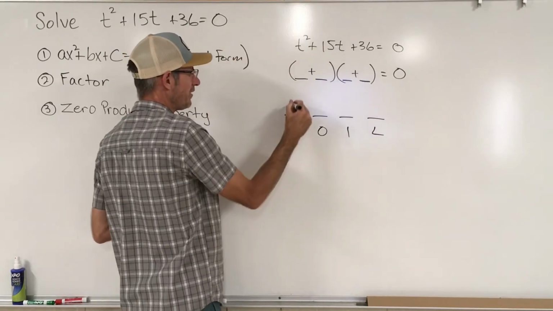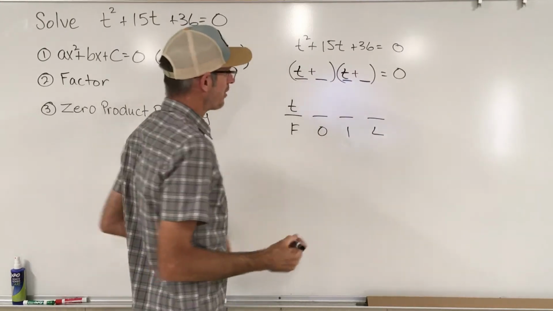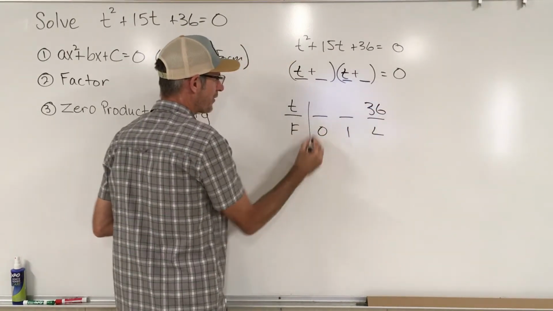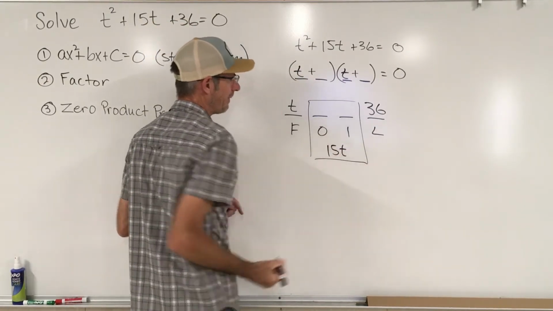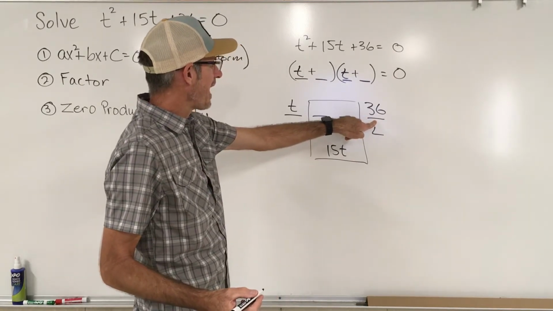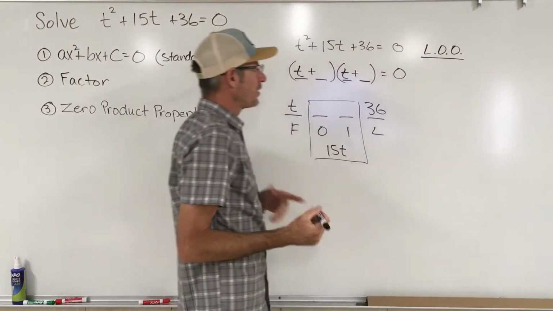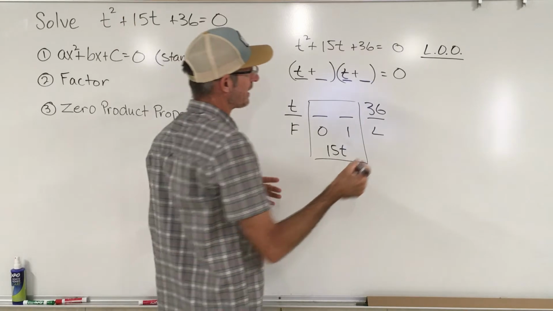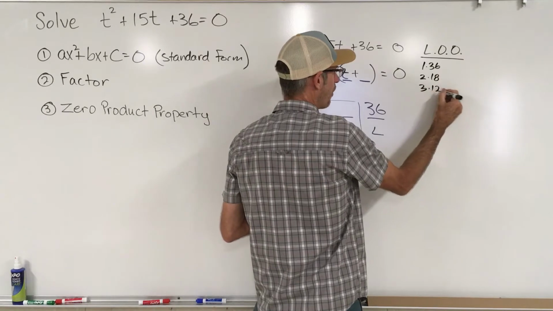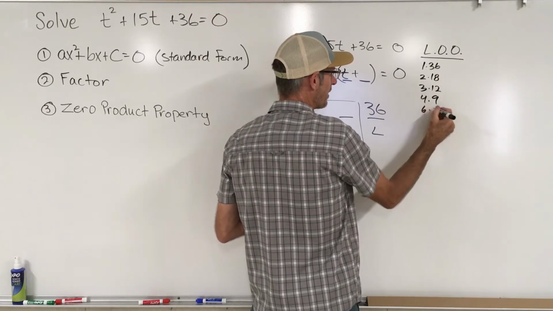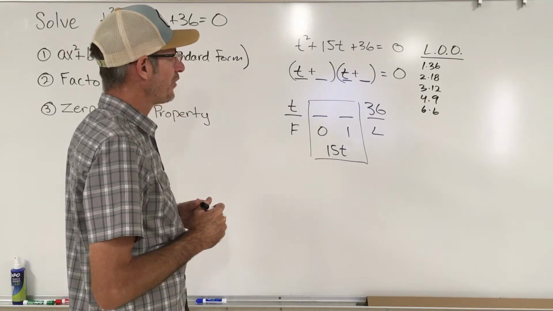And my first term is the t squared. And I know to get that t squared, I'm going to use t times t. My last term is 36. And my outers and my inners need to come out to the middle term, which is 15t. Now, for 36, I'm going to have to figure out over here in the land of opportunity, what opportunities do I have to multiply and get 36? Well, it could be 1 times 36. It could be 2 times 18. It could be 3 times 12, it could be 4 times 9, or it could be 6 times 6. All of those multiplication problems have a product of 36.